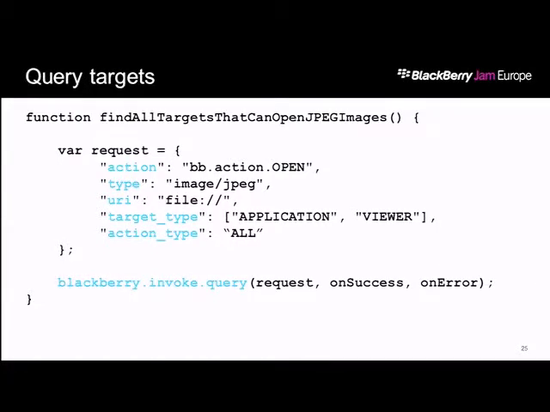And all the different actions you can specify, what you want to do. And then BlackBerry Invoke.query, pass in your request. And on success, when that's called, we'll give you all of the targets that came back as being able to open a JPEG image for you. Then you can take that information and do your own UI if you want to specify, or you can just select one and fire it off, and the user will get a JPEG viewer.